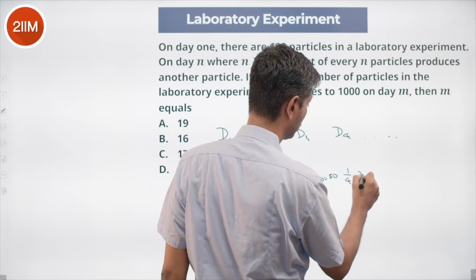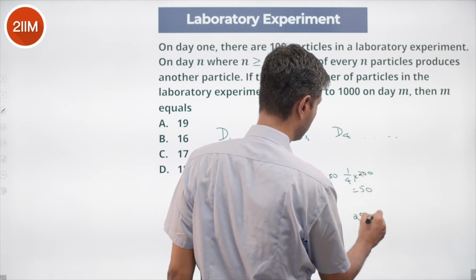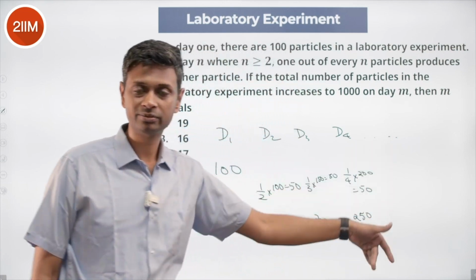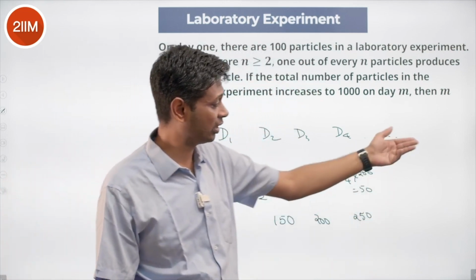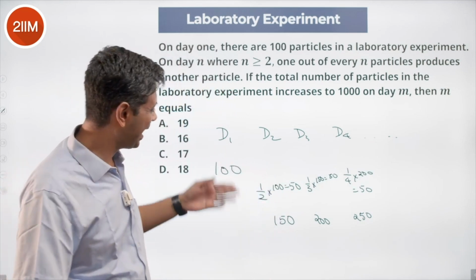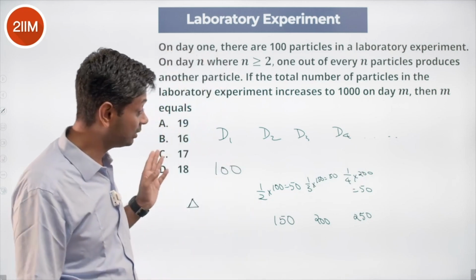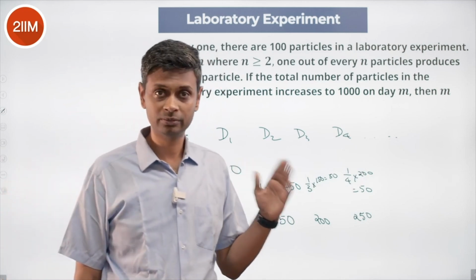Day 4, what gets added? 1 by 4th of 200, which is 50. This becomes 250. 1 by 5 of 250, 300. 1/6 of 300, 350, and so on. Or, quite simply, every day 50 particles get added. We start with 100. Somewhere down the line, we're going to hit 1000.